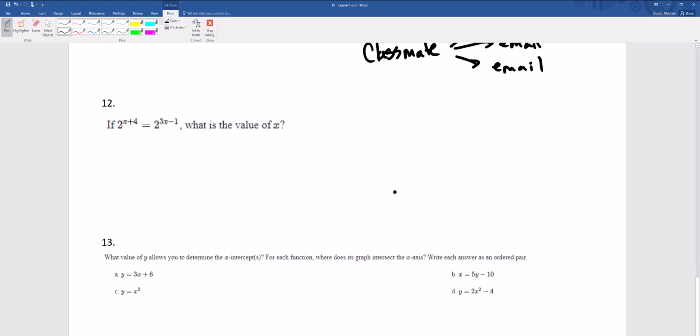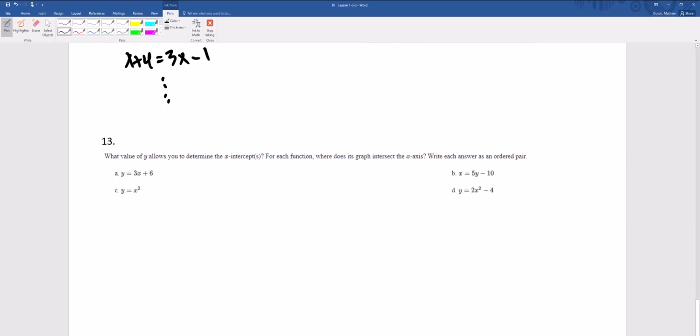Number 12. For this one, if the bases are the same, so we call it exponential equation. If the bases are the same, you can assume the exponents equal each other. And then you can just solve for x there.